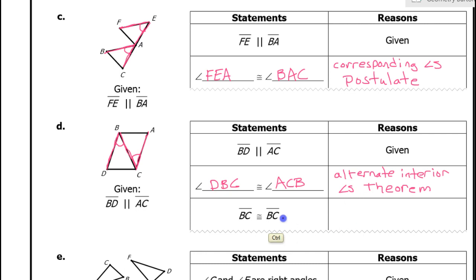Okay. And looking at the rest of this snippet of a proof, I see that we have BC is congruent to BC, and of course that would be the reflexive property.